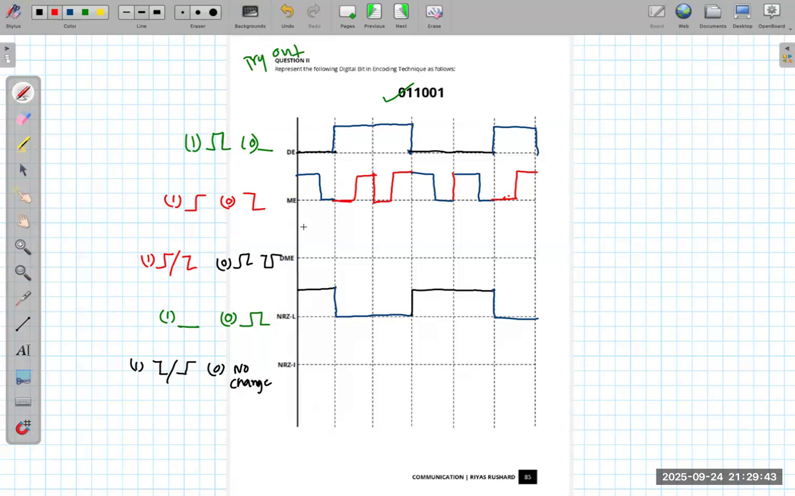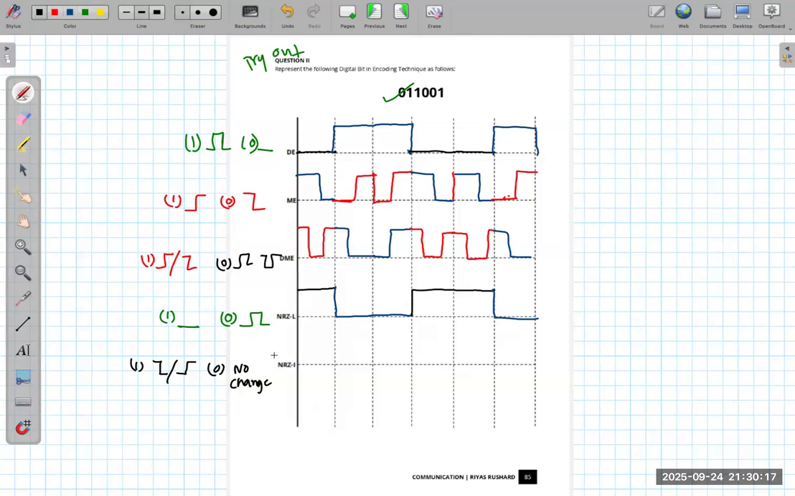Okay, next one. Differential Manchester encoding. If it's 1, we have to start from the bottom. If it's a 0, we have to start from top down to bottom. And if it's a 1, high to low, and if it's a 1, low to high, bottom to top, and again 1, and then high to low. It has to go through with a flow.